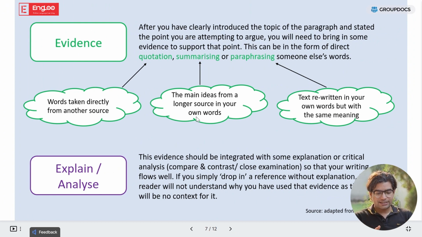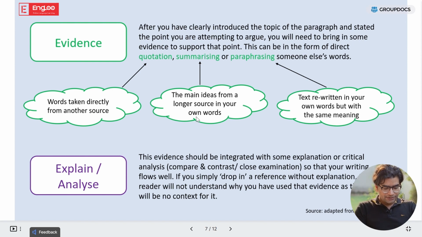Now what does the word evidence mean? Let's see. After you clearly introduce the topic of the paragraph, the point you are attempting to argue, you will need to bring some evidence to support that point. Now this evidence can be in the form of a direct quotation. Quotation means the words taken directly from another source. It could also relate to summarizing or paraphrasing someone else's words. Summarizing refers to telling the main ideas from a longer source in your own words. Similarly, paraphrasing is retelling someone else's ideas in your own words.